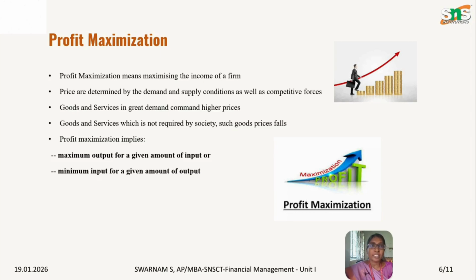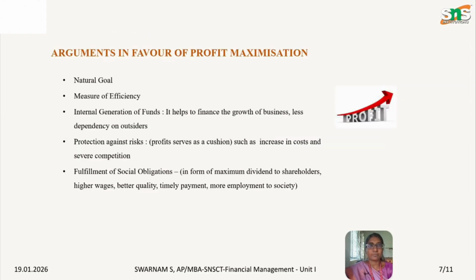So profit maximization implies two things. One is maximum output for a given amount of input, or minimum input for a given amount of output. These are the two aspects which imply profit maximization. Obviously the output should be higher than the input, or the input should be less than the output. That implies profit maximization.